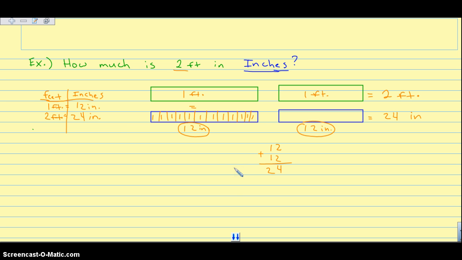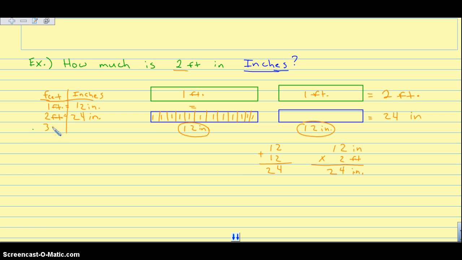Now, what would be the quicker way that we had learned in the video? The quicker way would be to get 12 inches, multiply that by 2 feet, which would still give us 24, not feet, but inches. So let's go ahead and try another one.